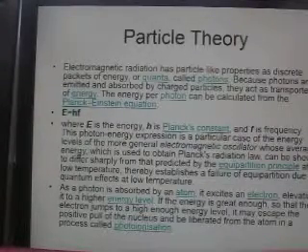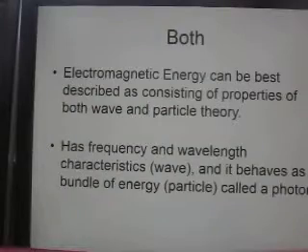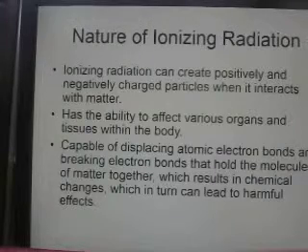It has energy levels associated with it. And so the answer to that question is basically it is both. It's a combination of the two. Electromagnetic energy is best described as combining the properties of wave and particle theory. It has a frequency, it has a wavelength, and it behaves like a bundle of energy or particle that we call a photon. And you've heard that term photon, I'm sure, if you watched any of the Star Trek shows, and really, that's what it is. It's particles of energy that are transmitted to do some kind of work.